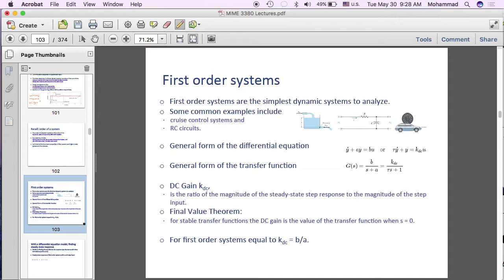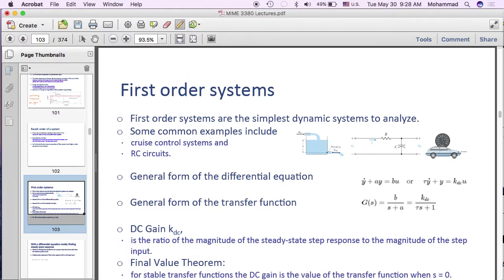And it should be relatively easy to see that this is the DC gain, because in steady state, what is equal to 0 in that differential equation? Let me zoom in so you can see better. In steady state, in this differential equation, what has to be equal to 0? Y dot has to be equal to 0. So the first portion of the differential equation basically vanishes. So what you have is y is equal to k_dc times u. So the ratio of output over input, if you divide both sides by u, it's easy to see that that constant is that ratio. Okay?